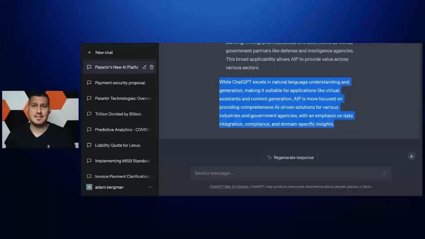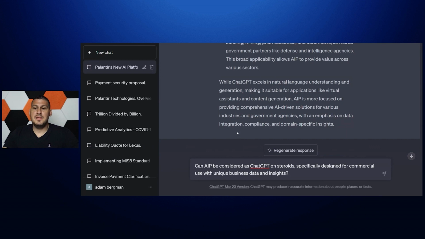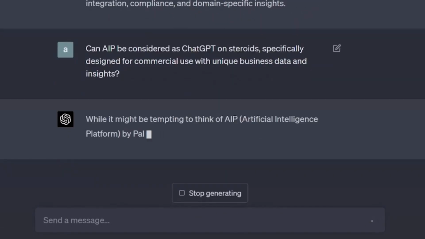The other day, somebody asked, hey, what is the bear case thesis for Palantir? And ticker symbol U, Alex, shout out to him, no hate at all. He says the bear case scenario is that people are going to be using ChatGPT because they don't need Palantir. Well, ChatGPT specifically thinks differently than Alex from ticker symbol U. Shall we go on? AIP considered as ChatGPT on steroids, specifically designed for commercial use within unique business data and insights.